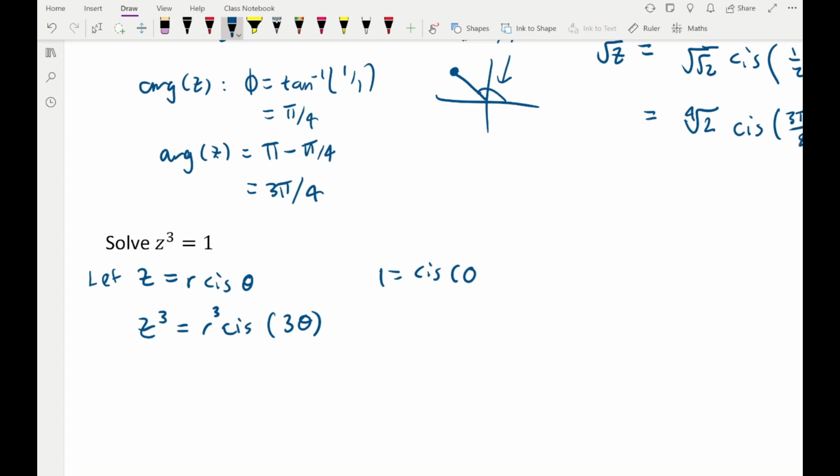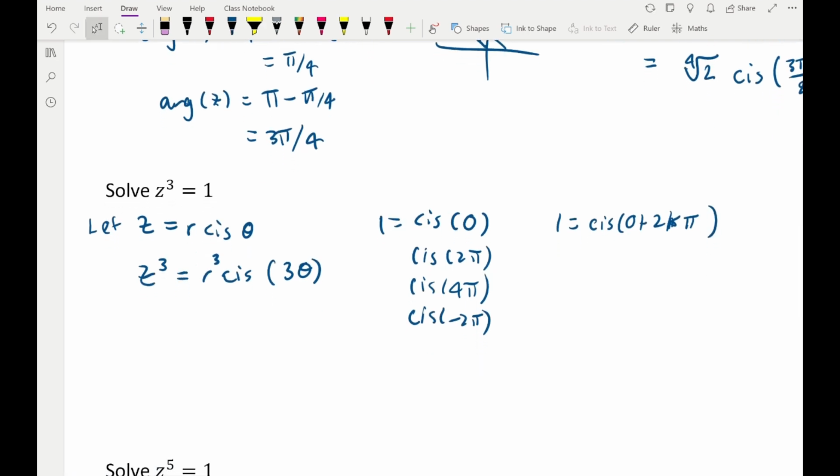Now, if I write 1 in polar form, that's going to be cis of 0. So basically what you're trying to do is compare these two angles. You can write 1 in lots of different ways. It could be cis of 0, or cis of 2 pi, or cis of 4 pi, or cis of -2 pi, because you can always add or take away a multiple of 2 pi. So if I write 1 equals cis of 0 plus 2k pi, that's what we need. If we compare this out, z cubed equals 1 becomes r cubed cis of 3 theta equals cis of 0 plus k 2 pi.